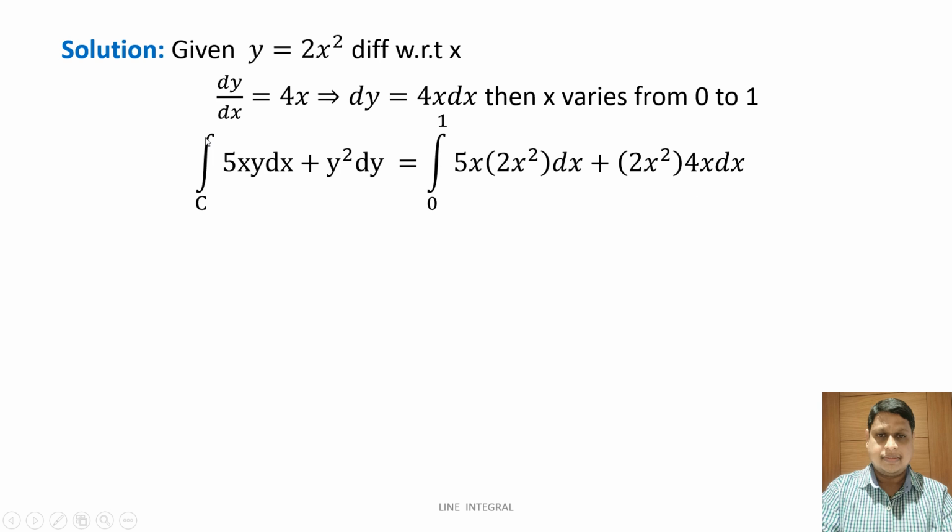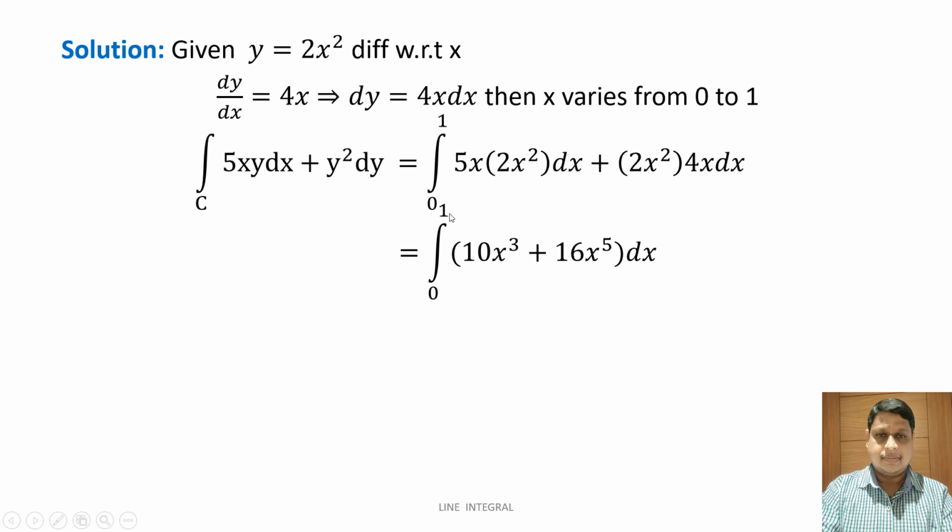Therefore, the given integral is integral over C 5xy dx plus y square dy. So equal to integration, I am changing to the single variable x, therefore x varies from 0 to 1, 5 times x, the y value is 2x square dx, plus y square is 2x square the whole square, 4x dx.